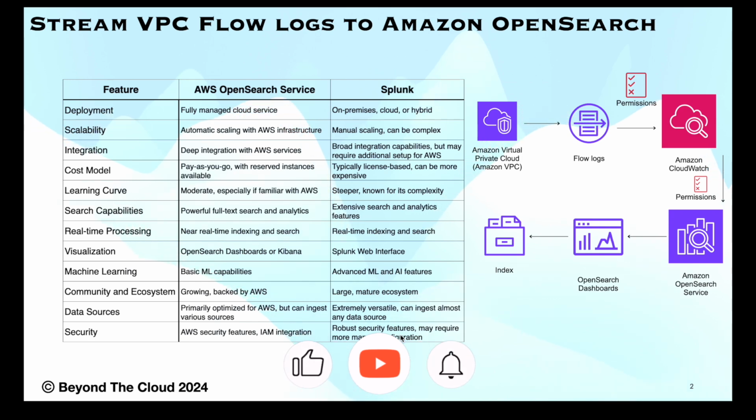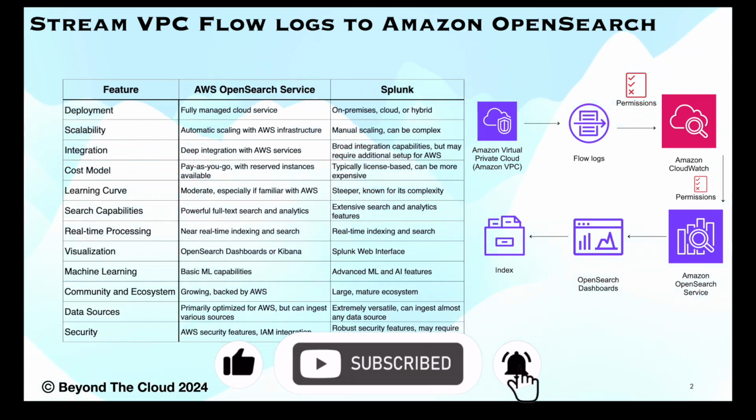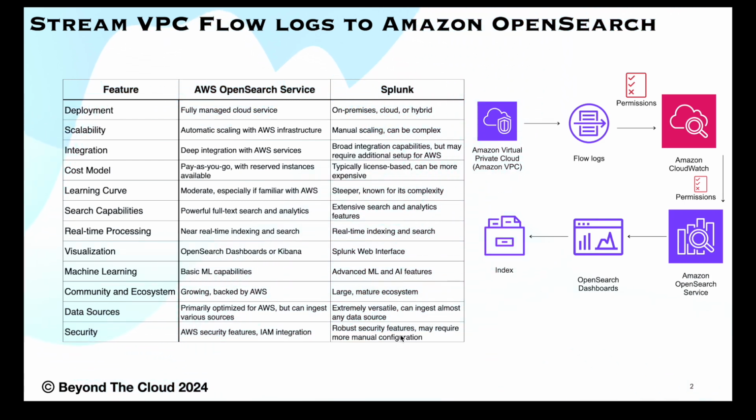So, as we have seen, there are a couple of benefits and drawbacks of using AWS OpenSearch over Splunk. But as I'm saying, this demo is only to show you how you can stream your VPC flow logs to Amazon OpenSearch. It's not a video comparing Splunk and OpenSearch. But if you want to stream your VPC flow logs to OpenSearch, you can follow me through.